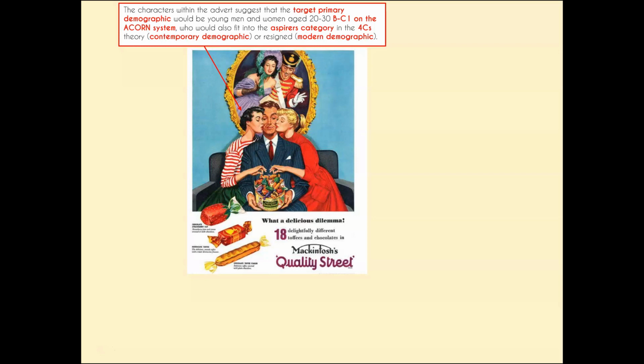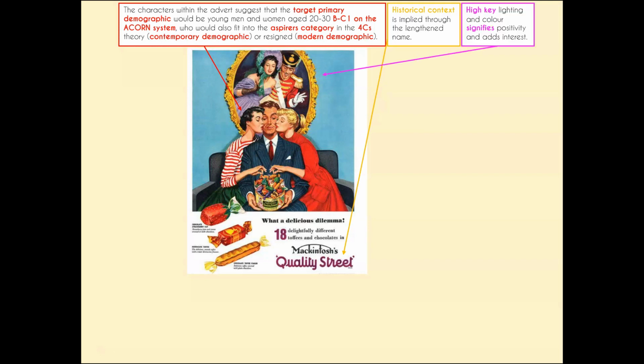If we're looking at a modern demographic viewing this, so people who buy Quality Street today, they're probably resigned, because they've got into the habit of picking up Quality Street chocolates every year, normally at Christmas. We've got historical context through Quality Street. This is implied through the lengthened name, not only through the fact that we've got Quality Street as a name, but also through Macintosh, which is very traditional, giving that family name to it. We've got high key lighting and colour used throughout.